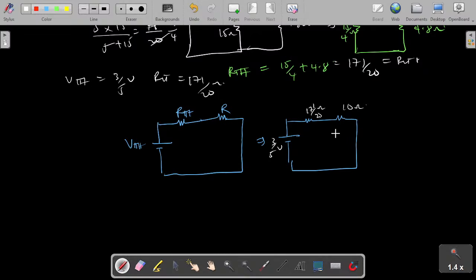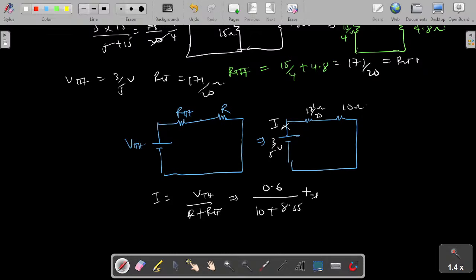Okay, so here you can see that it's a simple circuit, right? So to find the current, which we need, I. I is simply equal to V over the total resistance, which is the sum of this and this. So I is always equal to VTH over R plus RTH. As simple as that. I have my VTH to be 0.6, all over my R, which is 10, plus this is 171 over 20, and that is 8.55.